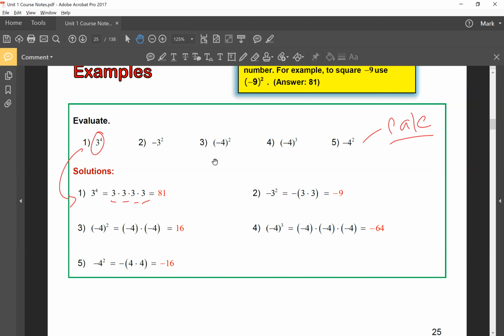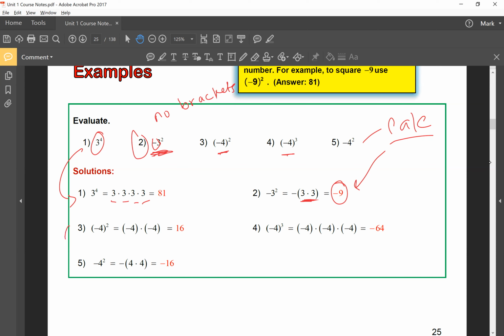All right, number two. You notice the difference between number 2 and say number 3 and number 4. There are no brackets, no parentheses. So I do not touch the negative. I only multiply 3 twice and I would get -9. Your calculator will do this.